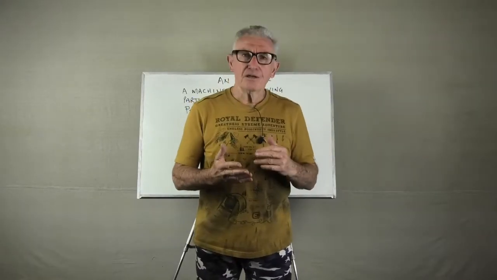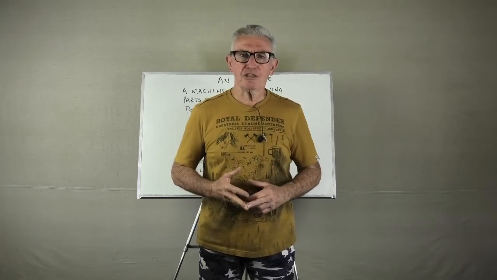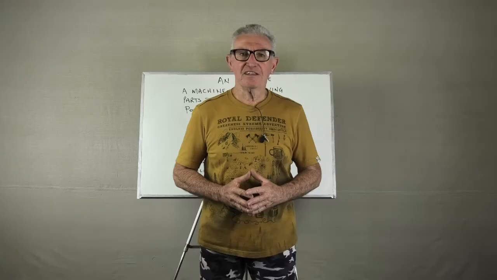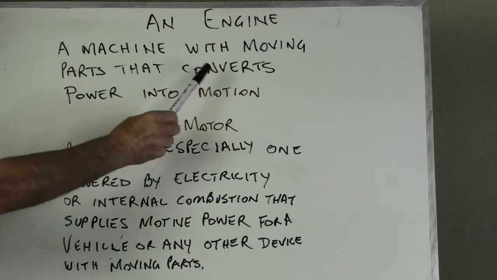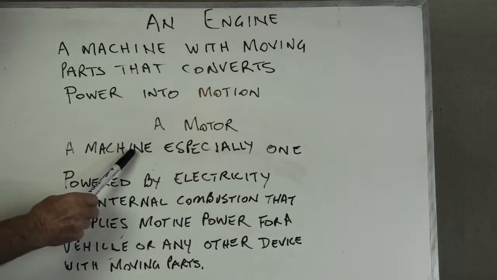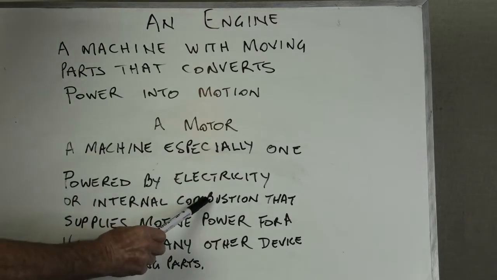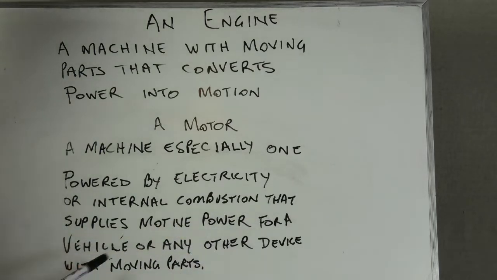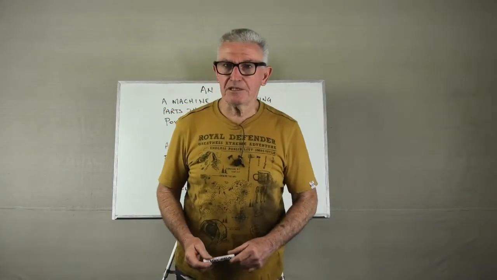Now I went to the Oxford, Cambridge and Webster dictionaries online to see what definitions they had. They all had the same definition. The same guy must have written them all. An engine, a machine with moving parts that converts power into motion. A motor, a machine, especially one powered by electricity or internal combustion, that supplies motive power for a vehicle or any other device with moving parts. Let's analyse these definitions, shall we?